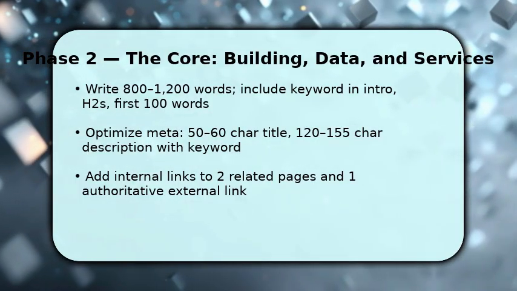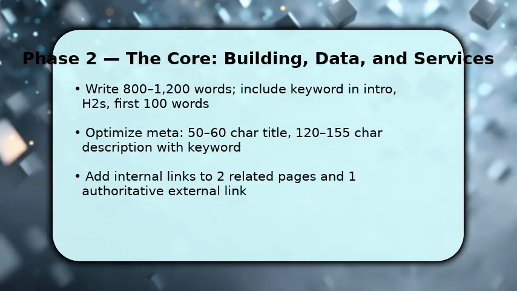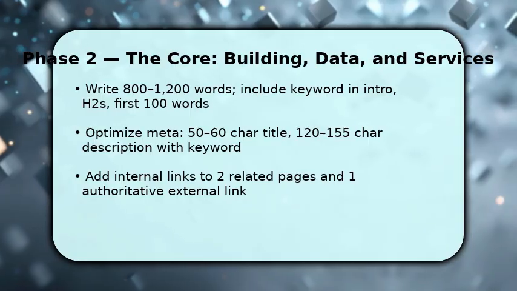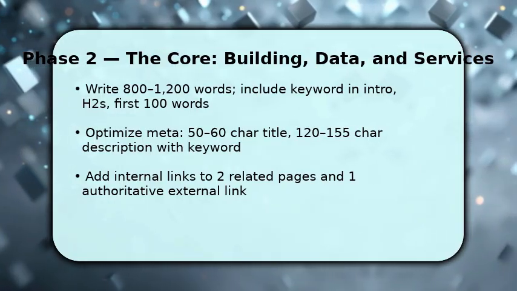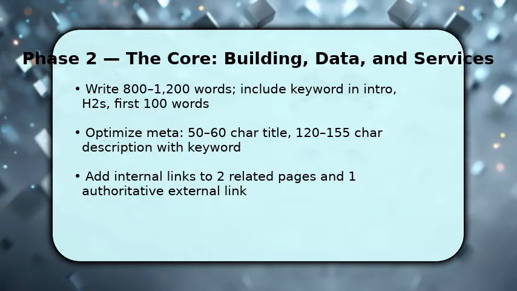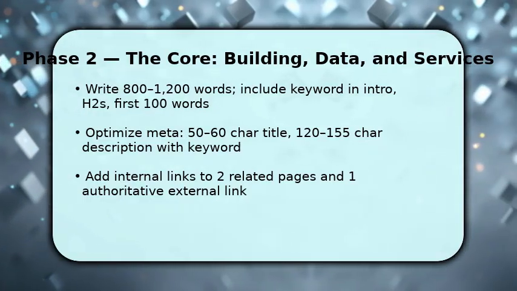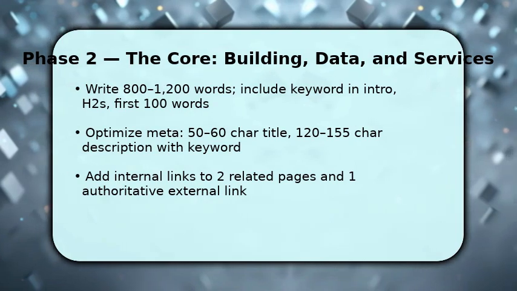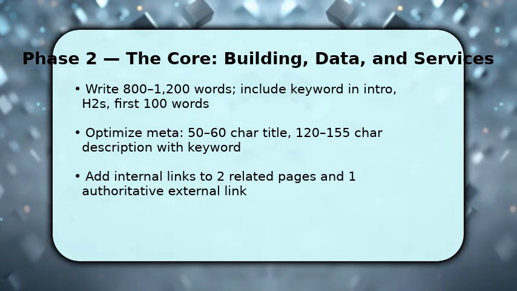Then optimize on page. Craft a 50-60 character title and a 120-155 character description that includes the keyword. Once that's done, add internal links to 2 related pages and 1 authoritative external link. These connections improve crawlability and user trust.